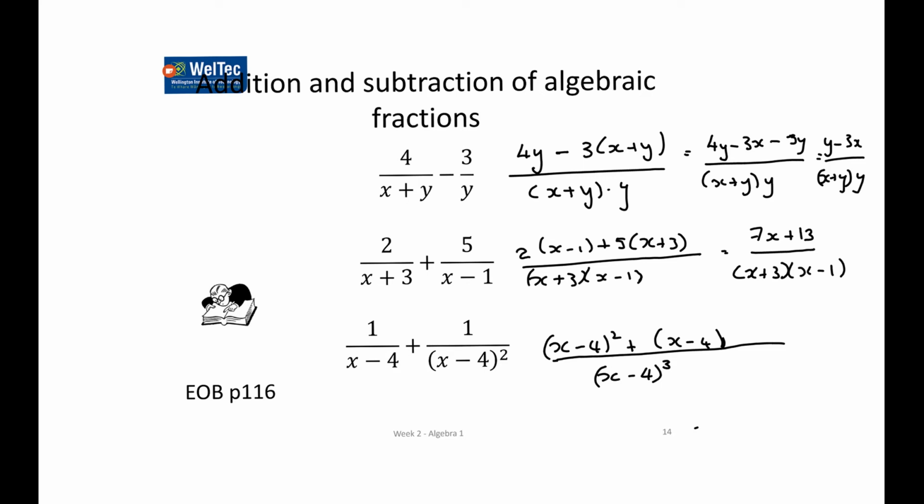And then if we factorize that, we can see that we're going to end up with x minus 4 times x minus 4 plus 1, and the x minus 4, one of them can cancel with one of them, leaving a 2. And on the top line now, we've got x minus 4 plus 1, which would be x minus 3 over x minus 4 squared.